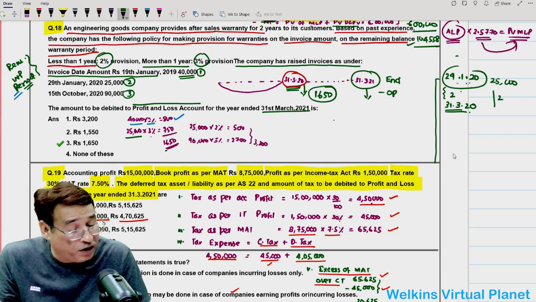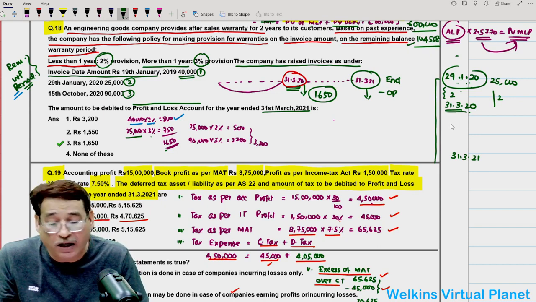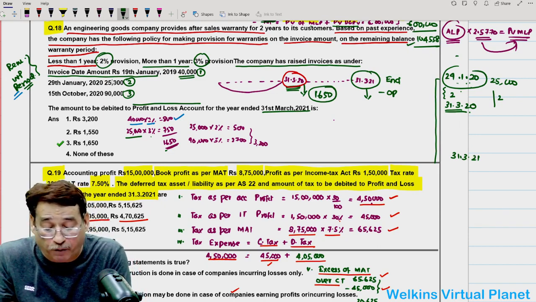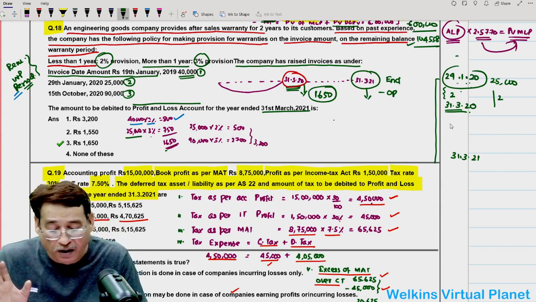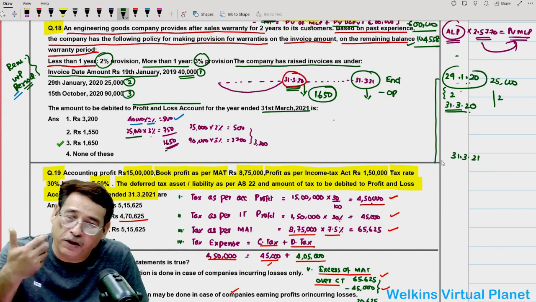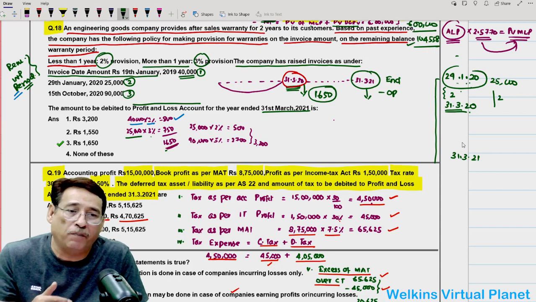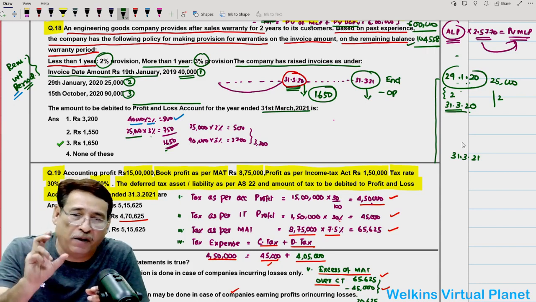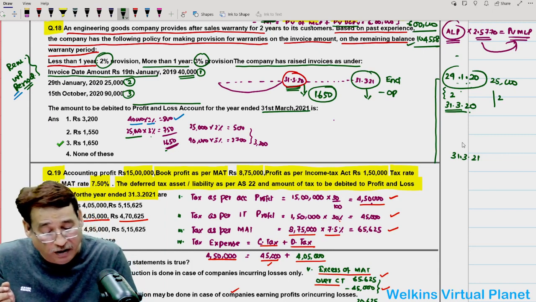Now we will reach here, 31st of 3, 2021. On 31st of 3, 2021, I need not create any provision on 40,000 because 2 years period has already gone by. Correct? And you can now compute it by yourself. 2 years period has already elapsed, so there is no question of creating any provision, because our warranty period is active only for the first 2 years.